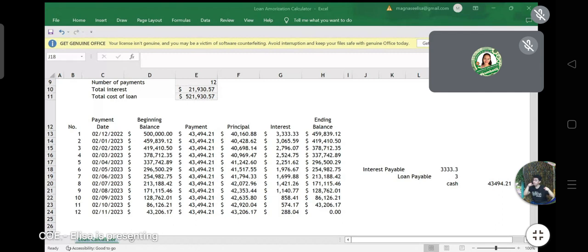The higher the times interest earned, the better the performance of the company. The higher the debt to asset ratio, the more risky the financial picture of the company. The higher the working capital and the higher the current ratio, the better the financial picture of the company. So that's it.